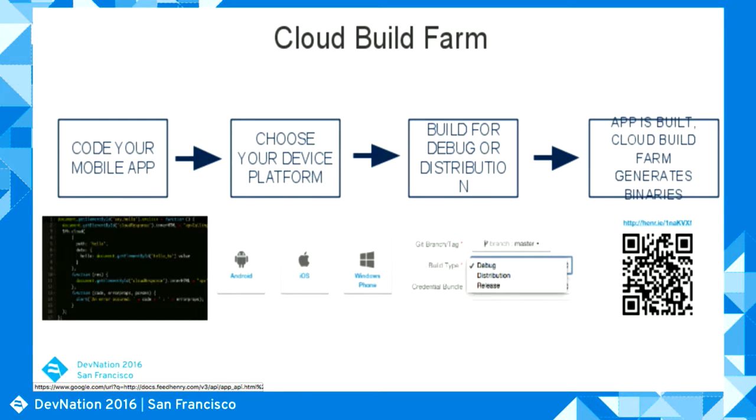And then we're going to set some options. Do we want to build a debug? Do we want to build a production build? That type of thing. And then we're going to send it out into the cloud. We have Mac and cloud and Linux machines and things like that. They're going to do the builds. They're going to return logs and a binary.